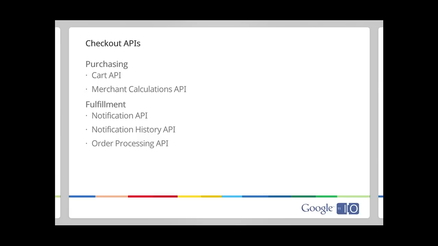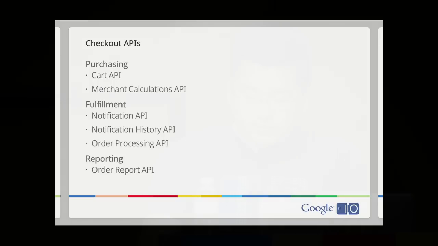There's the notification history API that allows your server to pull for notifications should you miss any or encounter any errors processing them. And there's the order processing API, which allows you to make requests to process orders, such as charge, ship, cancel, archive, refund, and so on. Lastly, we have an API for reporting. The order report API allows you to make requests to download CSVs of orders.